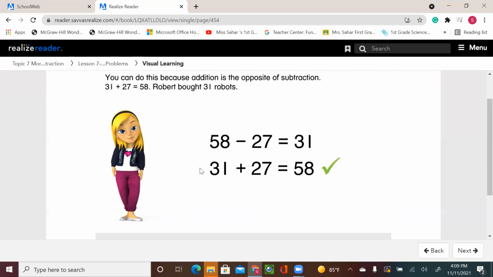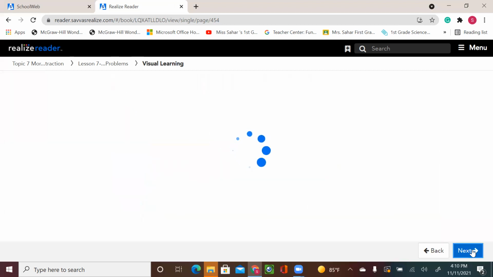All right, so that was a simple way to check your answer to make sure that you get the right answer. I know this is the total, and this is one addend, and this is the second addend. So 27 plus 31. If I get 58, that means my equation and my answer were right. All right, so let's see our guided practice.